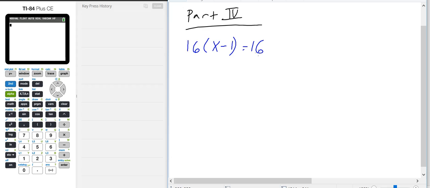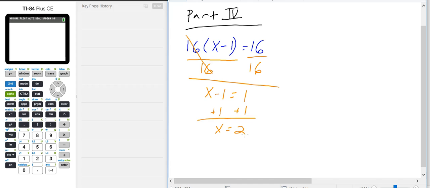There are two ways you can solve this. The first way you can solve it is, since the 16 on the left-hand side is being multiplied by x minus 1, you can divide both sides of the equation by 16. Since the 16 is being multiplied by both the x and the minus 1, you can divide both sides by 16. The 16's cancel out. So x minus 1 becomes 16 over 16 is 1. And you can add 1 and add 1 to get the x alone, and x is equal to 2.